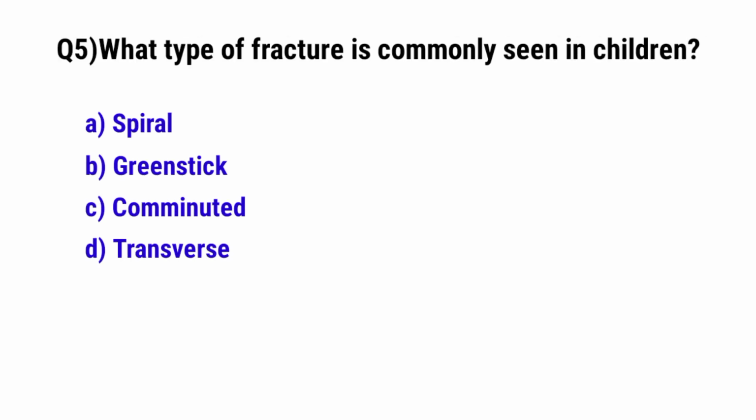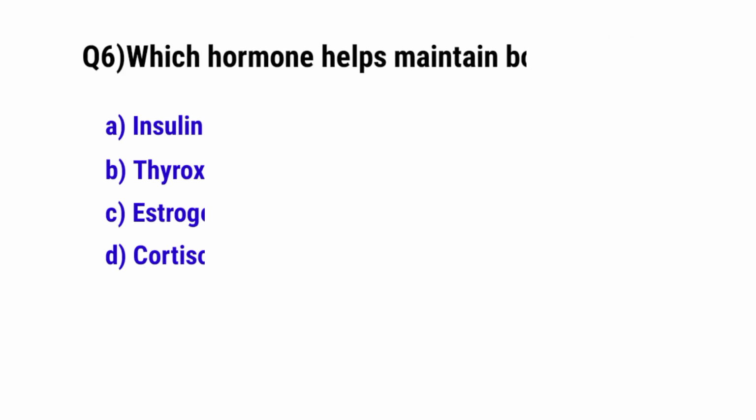Question number 5. Which type of fracture is commonly seen in children? The correct option is B. Greenstick. Question number 6. Which hormone helps in maintaining bone density? The correct option is C. Estrogen.